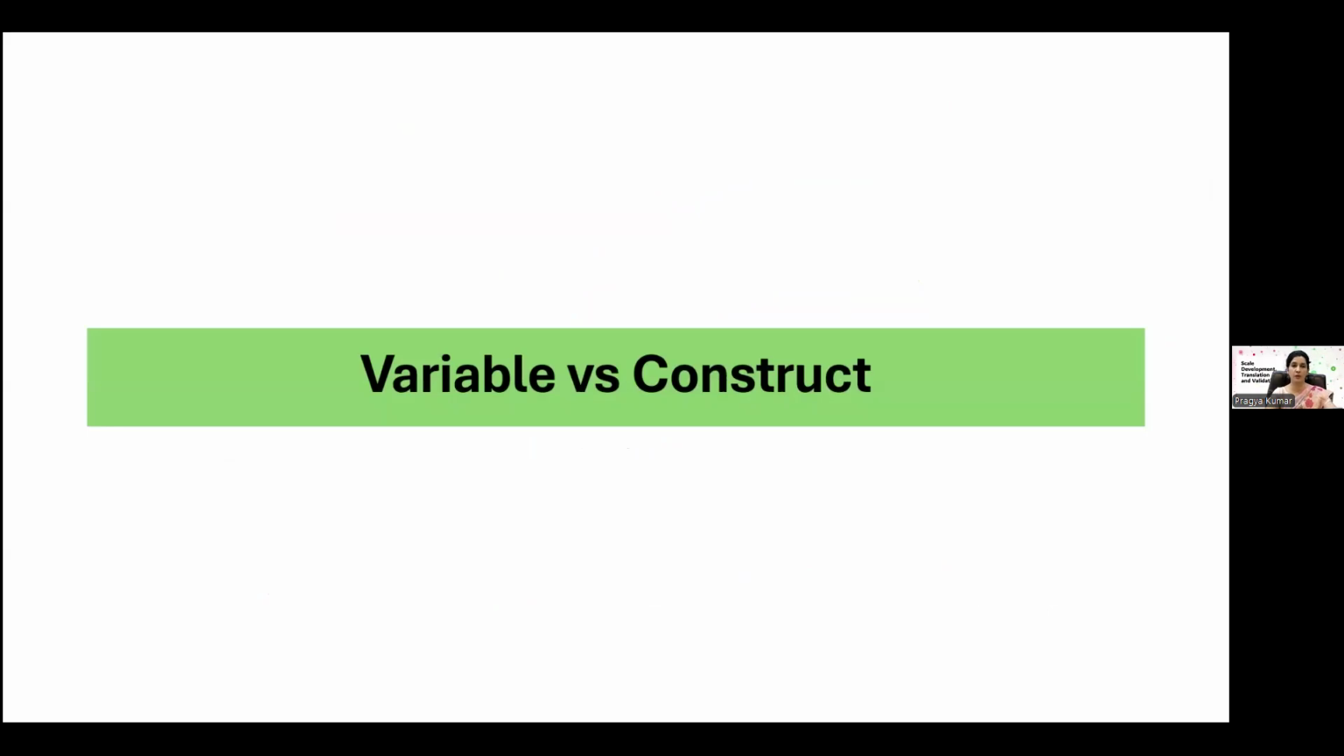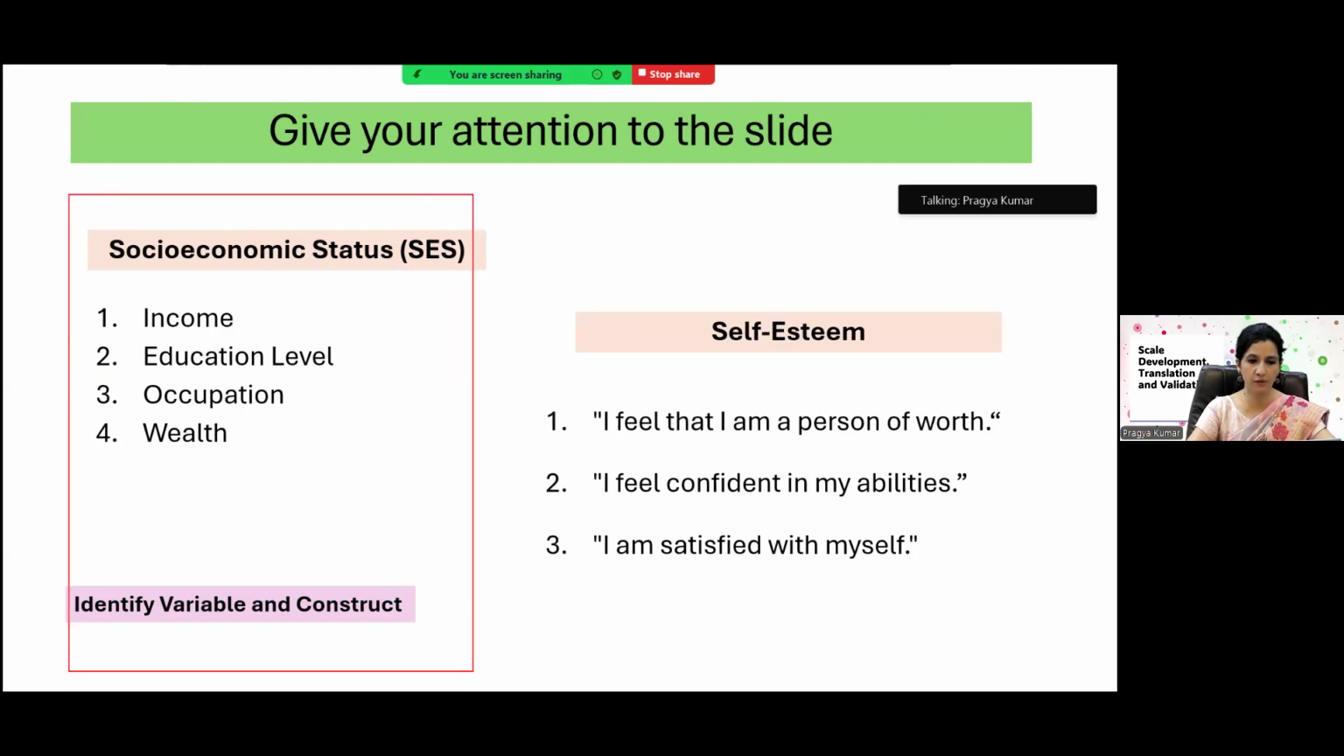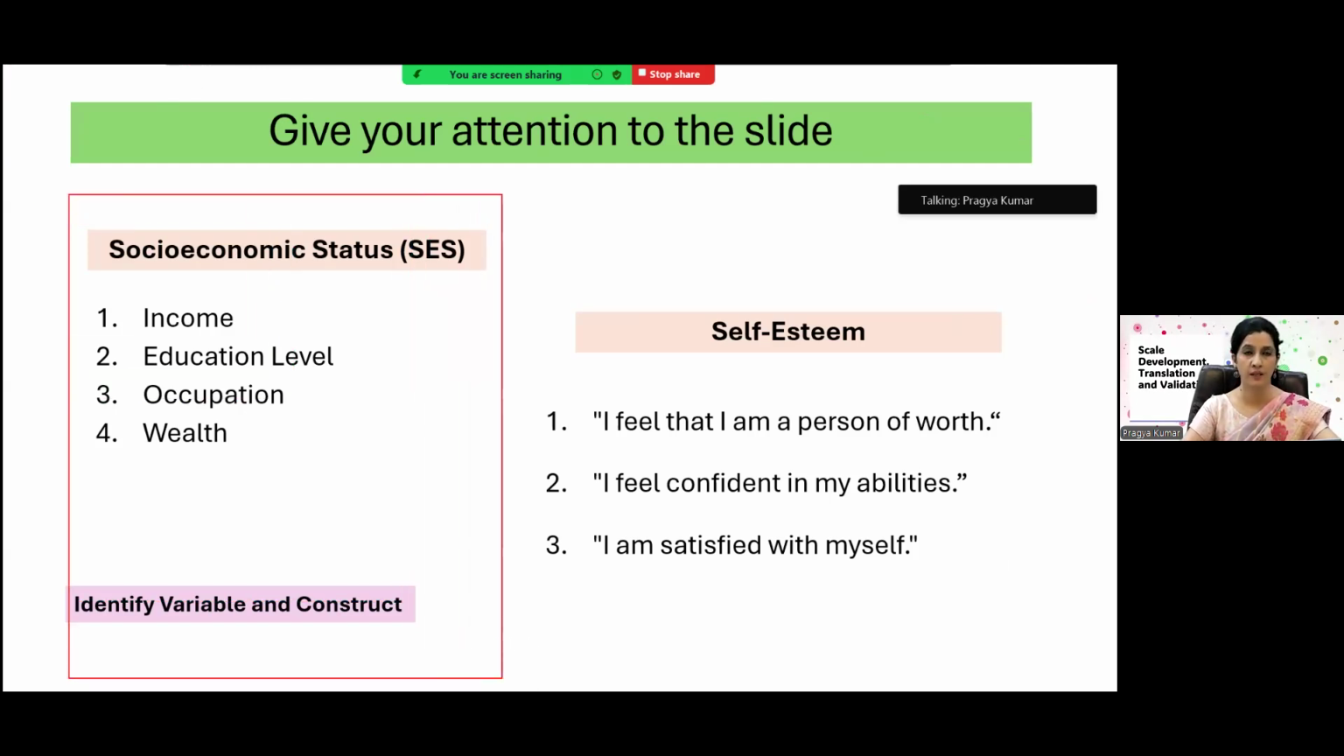So to understand the concept of construct and how they are different from variables, just see this slide for a few seconds. First, focus on this part, socioeconomic status. What is this? Socioeconomic status. In this, you can see there are 4 names. So in this case, you have to identify which is the variable and which is the construct.